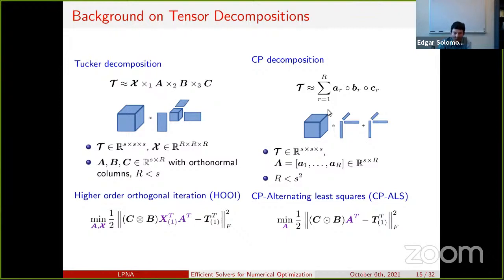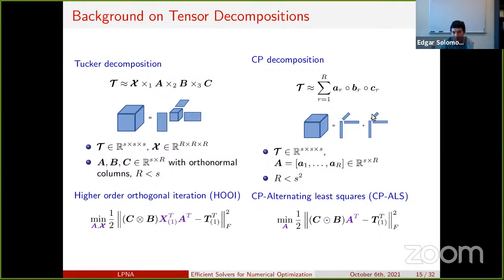Well, for a CP decomposition, we have a collection of rank 1 tensors, so a collection of tensor products of vectors. And we can think about it in terms of factor matrices that correspond to these collections of rank 1 components for each mode of the tensor. And throughout this part of the talk, I'll have in mind a tensor that has dimensions equal to s, and the rank will usually be denoted by R in respective settings.